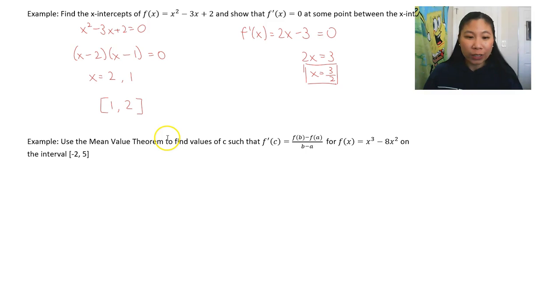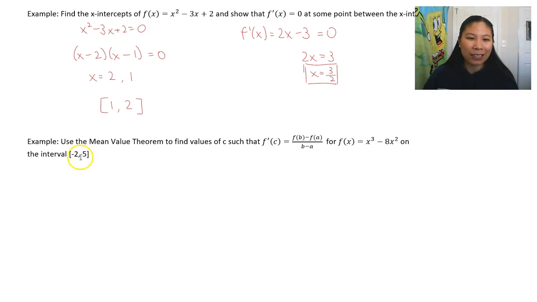So we're going to use the mean value theorem to find values of c such that f prime of c equals, and then there's this weird formula. This is just the slope formula. Remember, slope is y2 minus y1 over x2 minus x1. So if a and b are our x values for x1 and x2, then f of b, f of a just means when you plug in a and b into your equation, what y values would you get? So here's our y2 minus y1 over x2 minus x1. So we're just finding the slope between the 2 points of a and b.